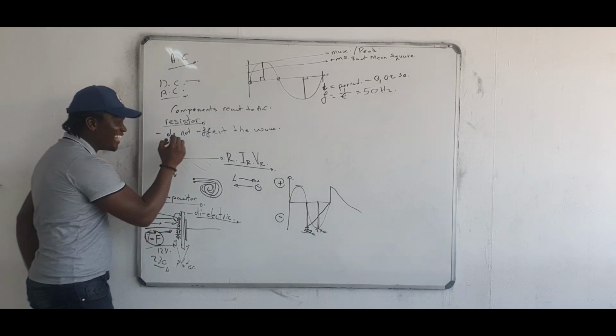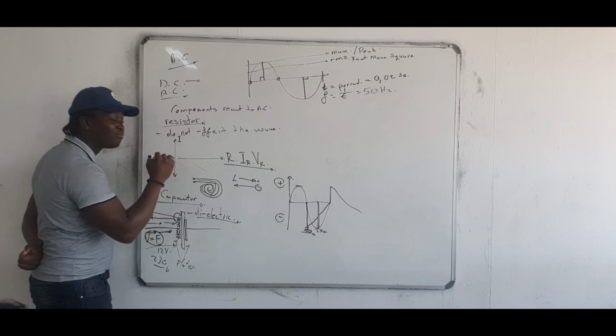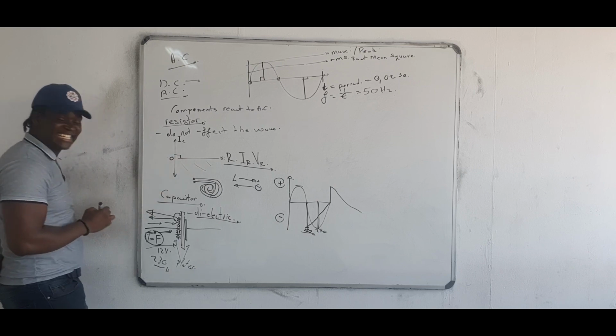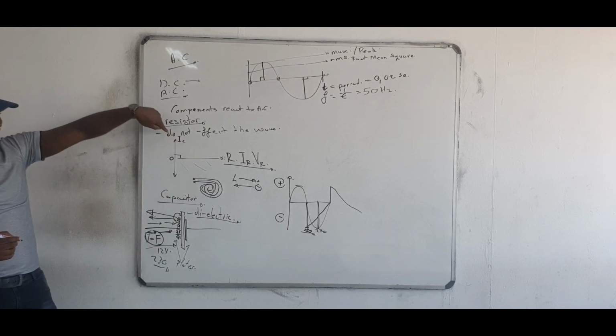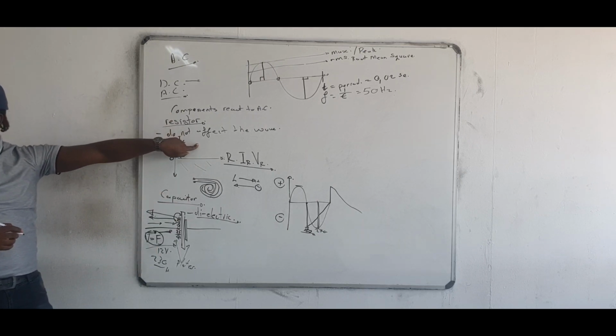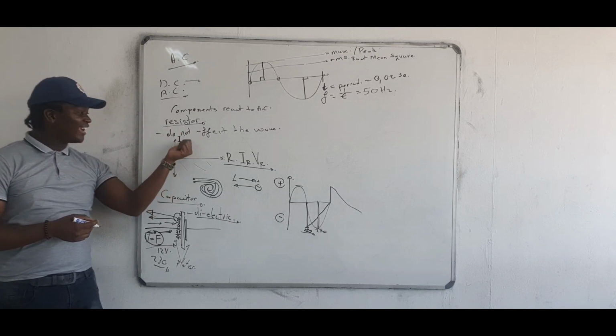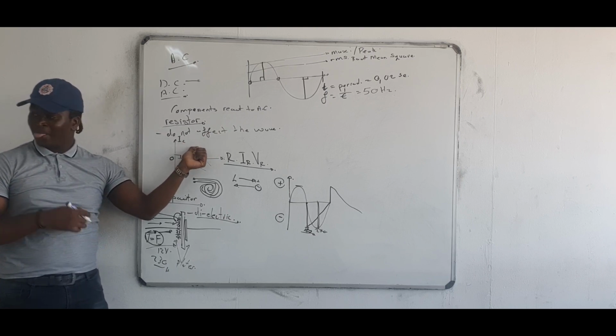So because of that, you can now say current through the capacitor is leading by 90 degrees. Are we together? That's where the 90 degrees leading is coming from. So you said the current through the capacitor leads by 90 degrees.